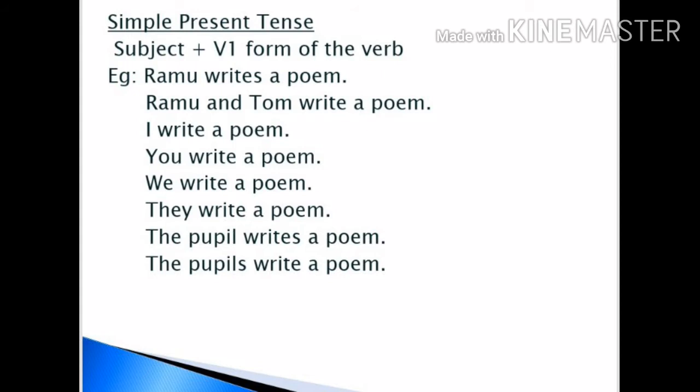In simple present tense, a verb or action word has 2 forms. One is singular form, another one is plural form. If you add s or es to the verb, that one is singular form. The verb in the simple present tense without s or es is called plural form of the verb. Let's see the first example. Ramu writes a poem. Ramu is a singular subject, that's why we have to use singular verb writes.